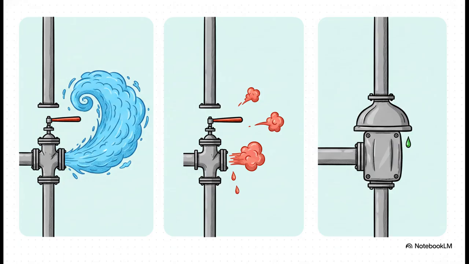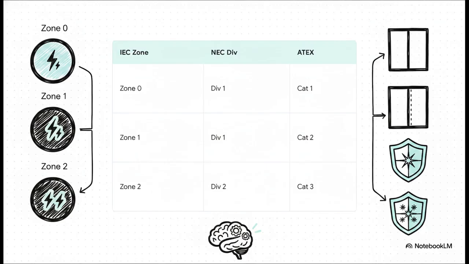A continuous grade of release, where the hazard is just always present, gives you a Zone 0. A primary grade, which happens during normal, everyday operation, gives you a Zone 1. And a secondary grade, which is an accidental or super rare leak, dictates a Zone 2. You use these rules of thumb to immediately scale your equipment requirements based purely on the statistical frequency of a hazard.